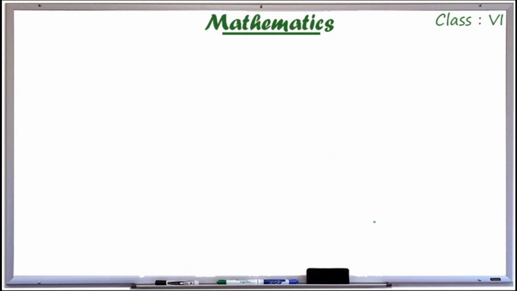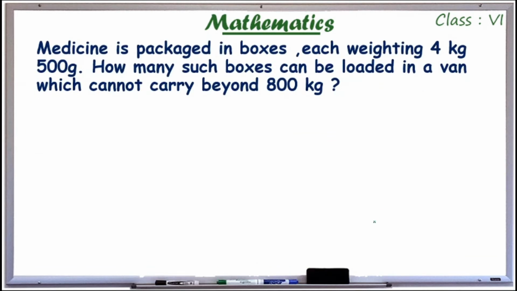So next question. Medicine is packaged in boxes, each weighing 4 kilogram and 500 gram. Important point. And how many such boxes can be loaded in a van which cannot carry beyond 800 kilogram? So the total capacity is 800 kilogram, and for each package we have 4 kilo 500 gram.